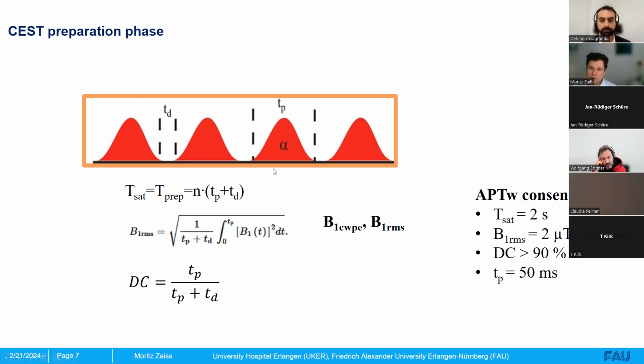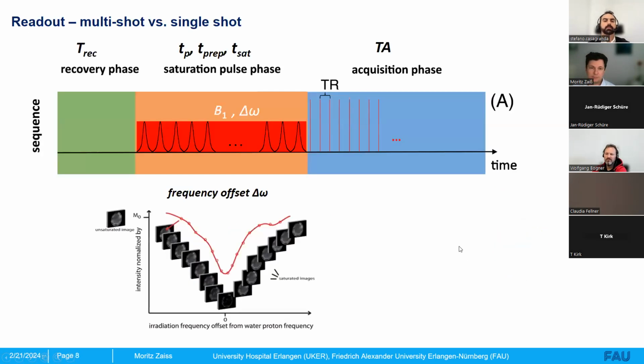With this, we have a good definition, and also the APT weighted CEST consensus is given in this notation. We have 2 seconds of saturation time with a B1 root mean squared of 2 microtesla, a duty cycle higher than 90%, and in this case, a pulse duration of 50 milliseconds. We have to define this properly, of course, differently for different experiments, but this is the APT consensus. Now this preparation we have to repeat for many offsets. We have to repeat the whole block for different frequency offsets, so we get an image at every offset, and this then forms our Z-spectrum.